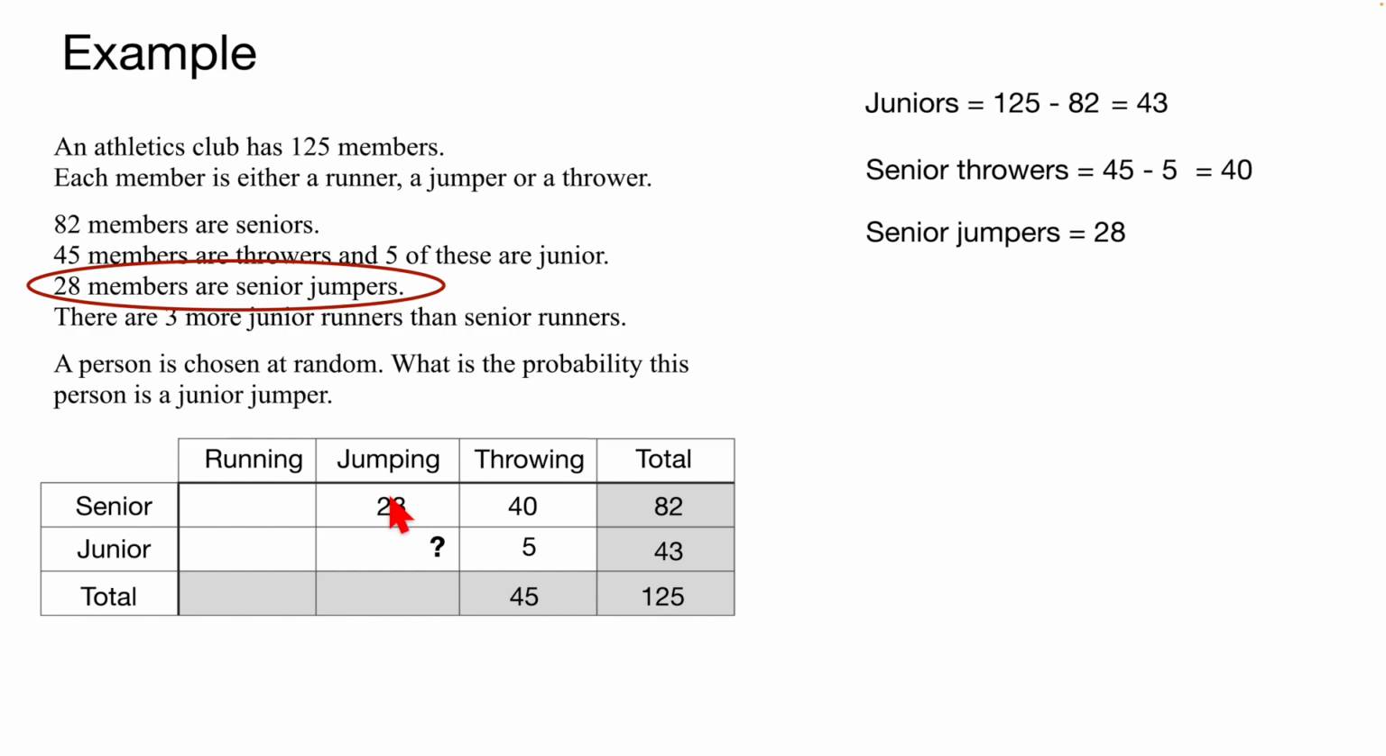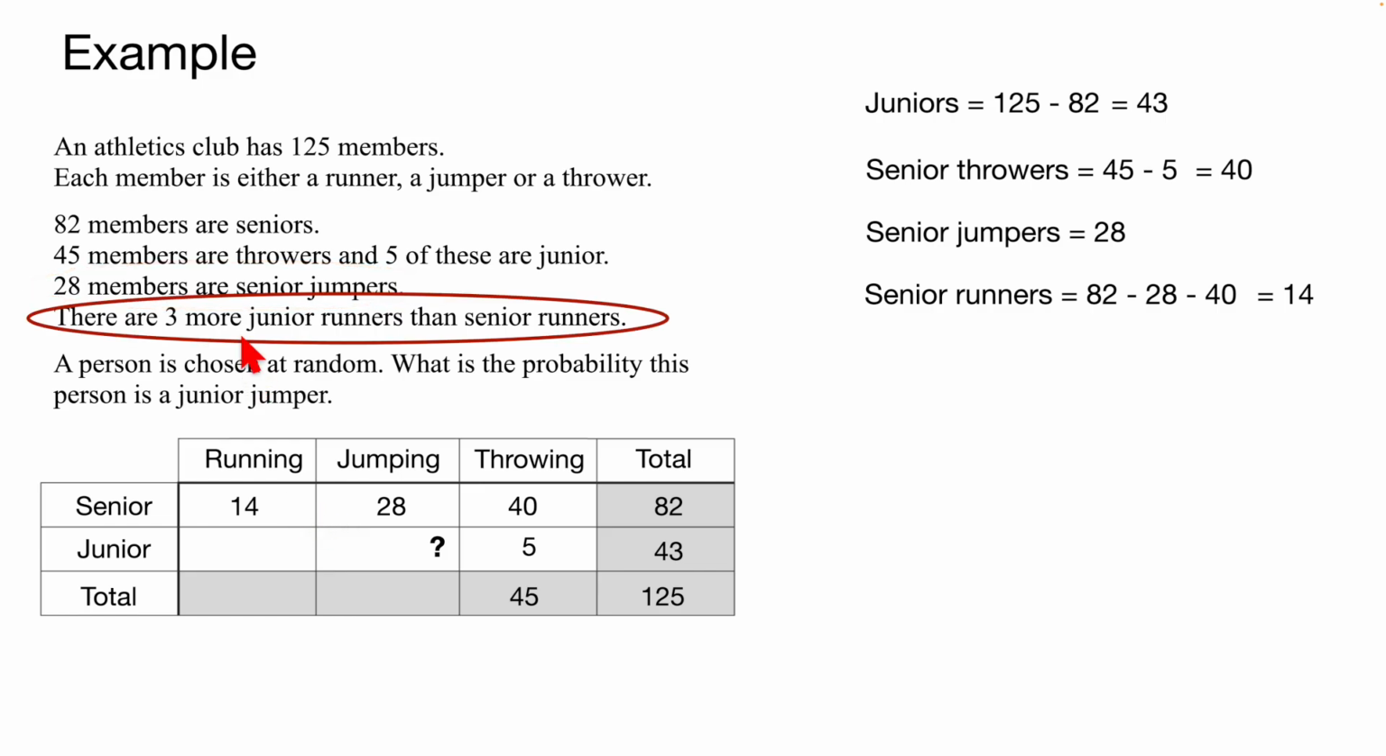We've got a few more things we can do here. Look at this line. I've only got one space. So I can say that the senior runners are 82 minus 28 minus 40, and that leaves 14. The final clue here, there are 3 more junior runners than senior runners. Well, the senior runners are 14, so the junior runners must be 17. And so this leaves this number here.